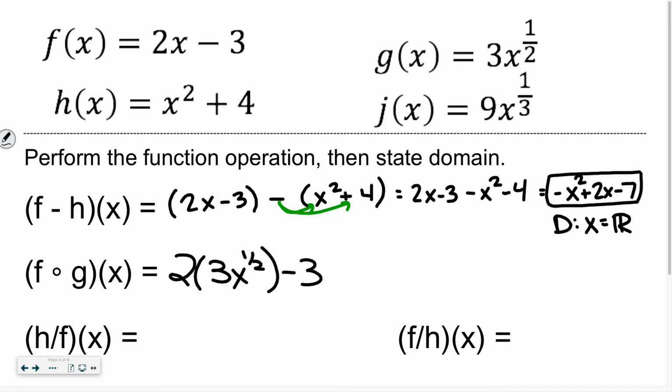Simplifying it, I guess I could do 2 times 3, couldn't I? Get 6x to the 1/2. 6x to the 1/2 minus 3. Can't really do any of that other subtraction, so this is my final answer.